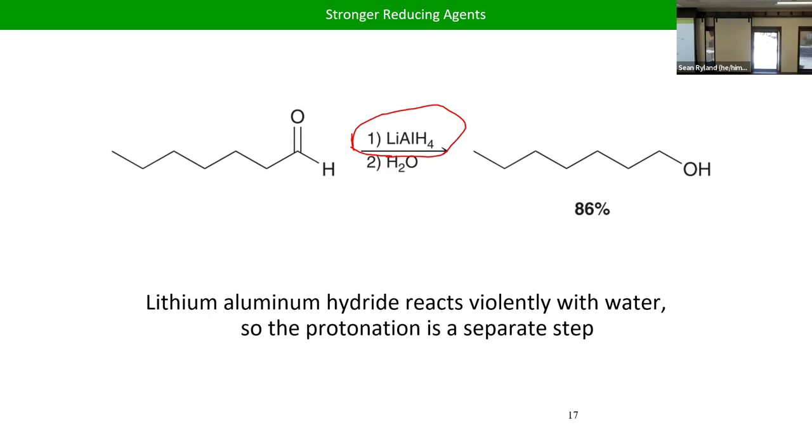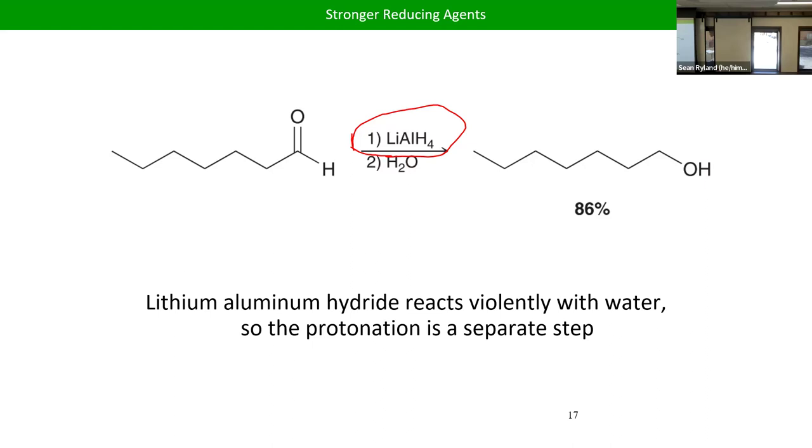But for whatever reason, sodium borohydride and lithium aluminum hydride are the most common. They probably have the better shelf life. Sodium hydride would probably work. Just NaH would probably work, at least for the first reduction, maybe not for the acid derivatives.